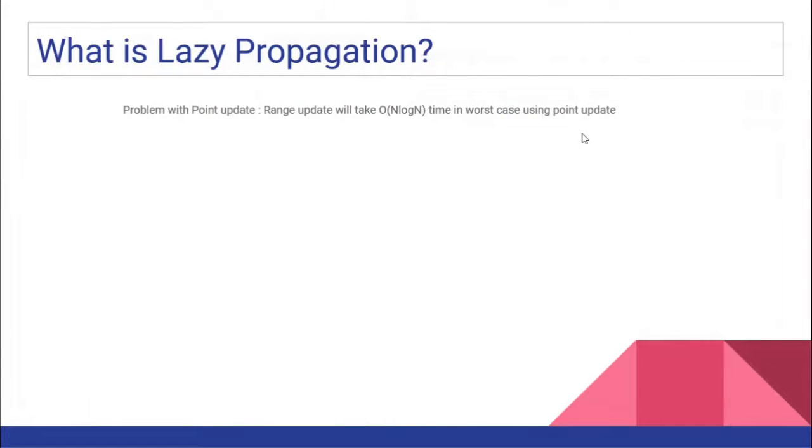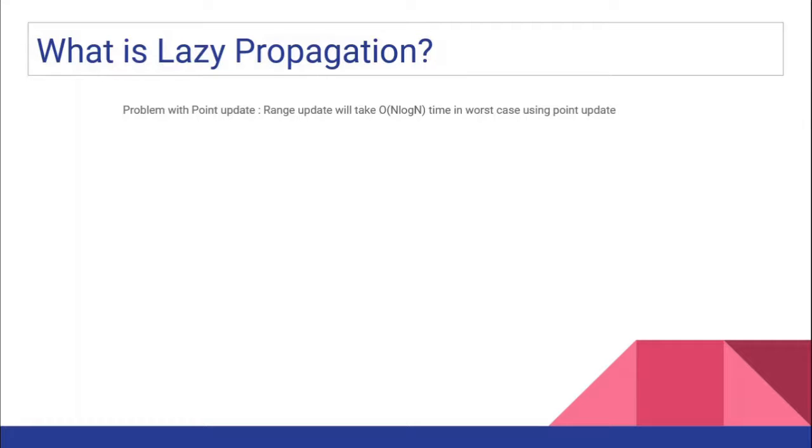So the first question is, what is lazy propagation? But before that, let's see what the problem is with range update when you do a point update for a whole range. Suppose you are given a whole range. In the worst case, the range can be from 1 to n, so you have to update all of the elements from 1 to n. Say you have a range sum segment tree, and there is a query to add 10 to all of the numbers from 1 to n.